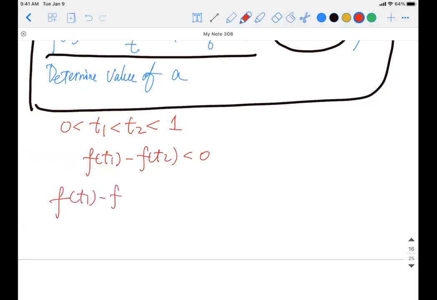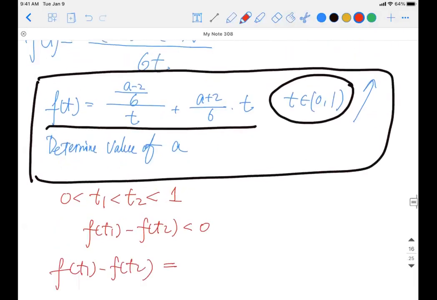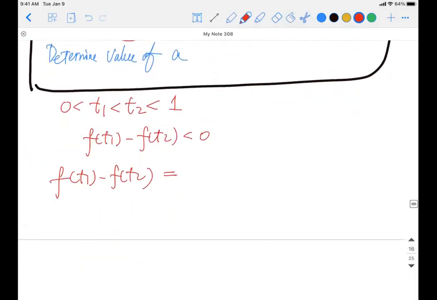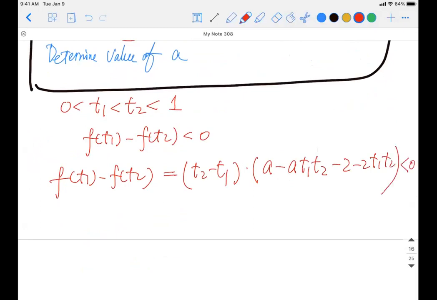So let's do a quick calculation. f(t1) minus f(t2). I want to make this lesser than 0. So I'm just going to plug in the values, t1, t2. I'm going to skip all this calculation process. This is going to go to here. Because our lecture focuses on the thought, the calculation I'll leave to you. You want to make this lesser than 0. Is that right?